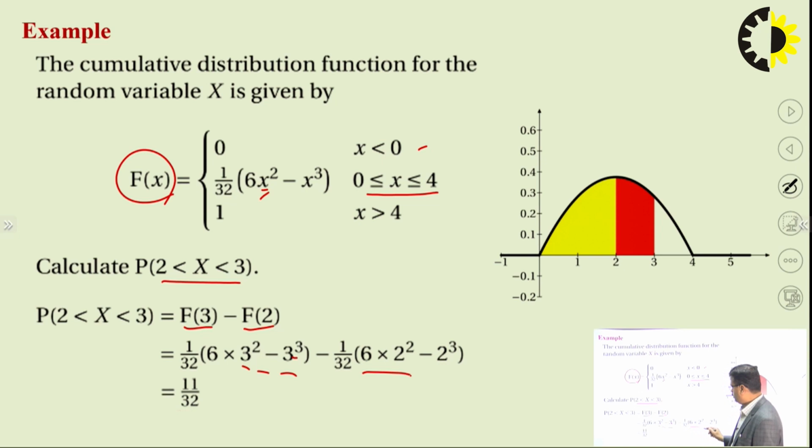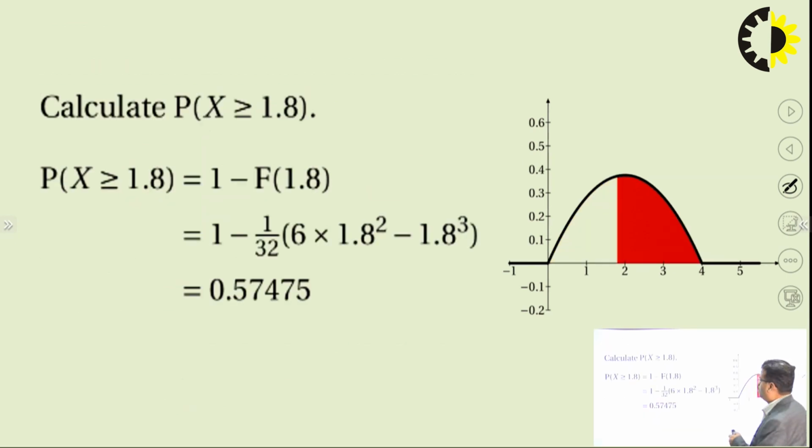Here, your value will be 11 by 32. In this way you can easily calculate the value of the CDF as asked in the question for a particular limit. Now, if you have to determine the probability whenever x is greater than or equal to 1.8.